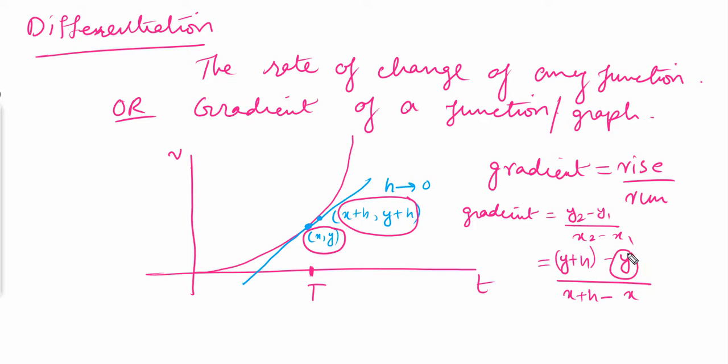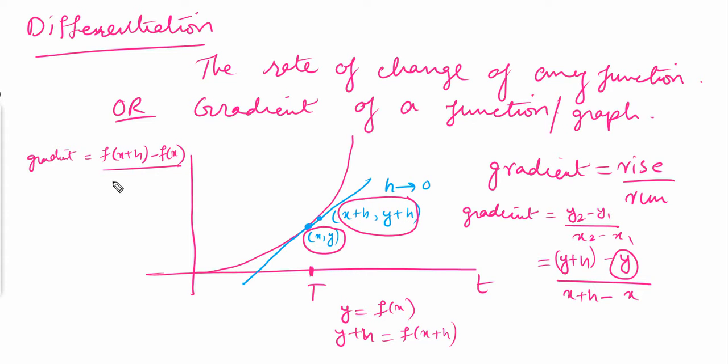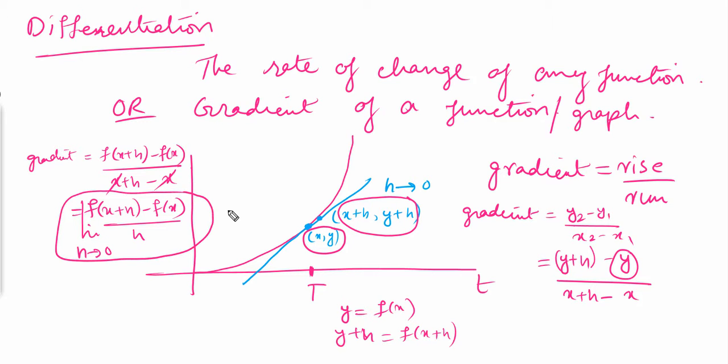Since we can write y as a function of x, I'll say that y is equal to f of x, and y plus h is equal to f of x plus h. So I'll replace these functions in place of y plus h and y. My gradient will become equal to f of x plus h minus f of x, whole divided by x plus h minus x. So x will get cancelled, and the gradient will become f of x plus h minus f of x divided by h. Now because h is a very small value, I'll put a limit, so that limit will say that h approaches 0.